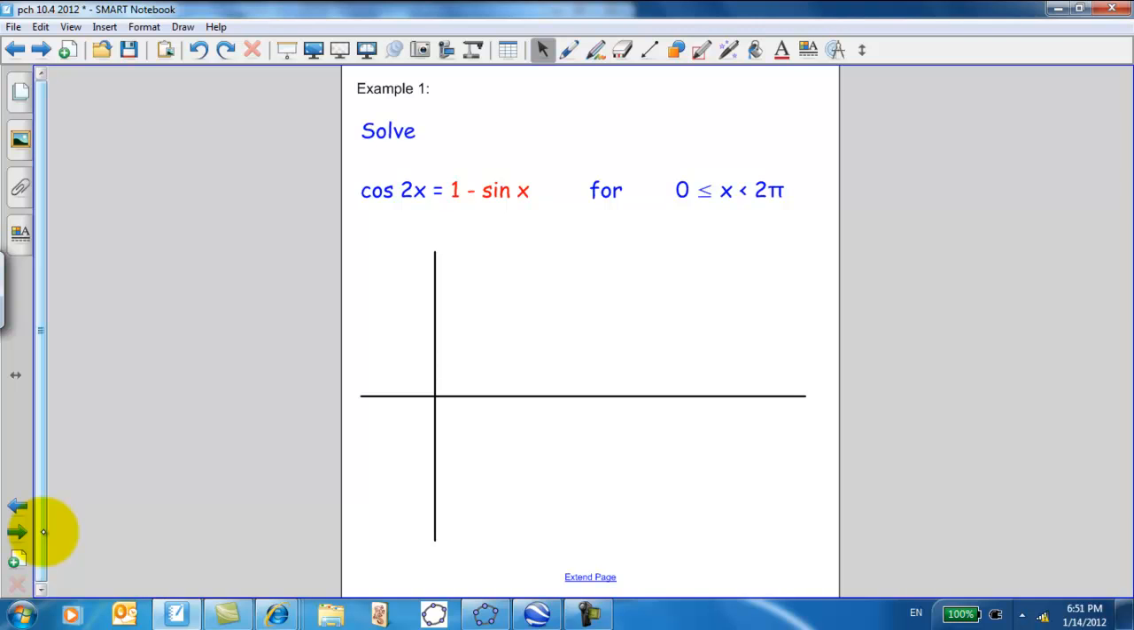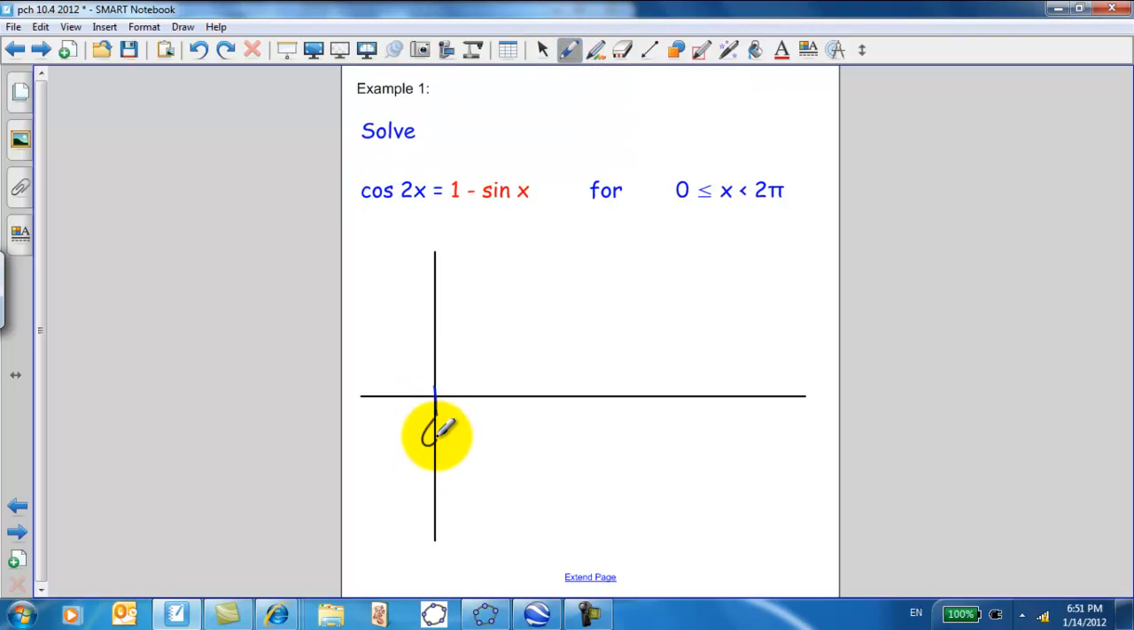So here's our example 1. Cosine 2x equals 1 minus sine x. Let's solve from 0 to 2 pi. I put just some typical sketch paper on here because I want you to be able to do this without the calculator, to come up with a quick sketch to see what's going on here. Well, let's look at our blue function first. Cosine 2x is the left side of the equation.